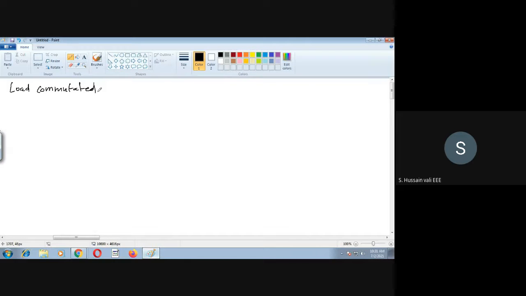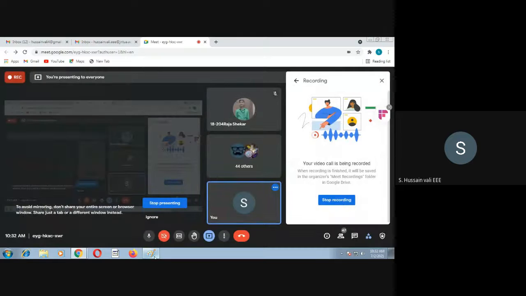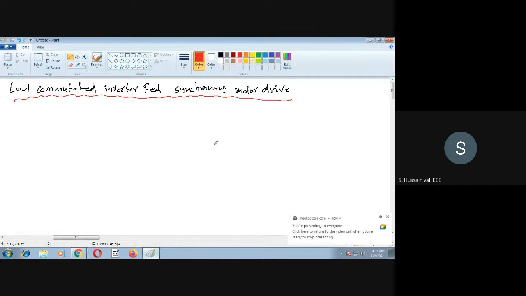So load commutated inverter fed synchronous motor drive. That is the next topic. So now you see here. First I will draw the block diagram. I will draw the circuit diagram first.